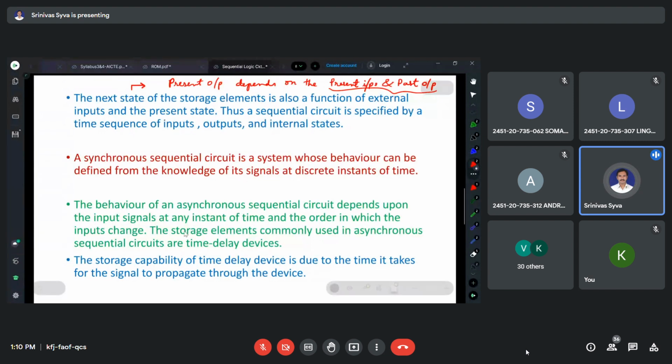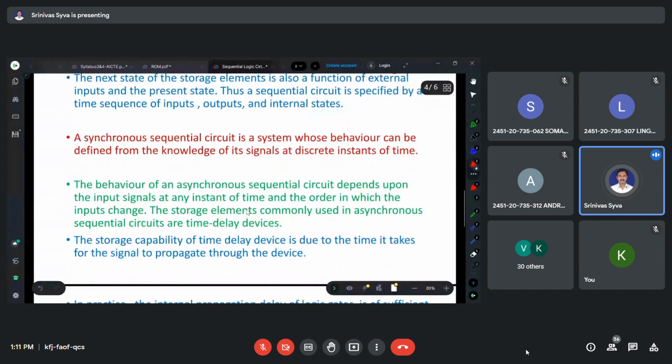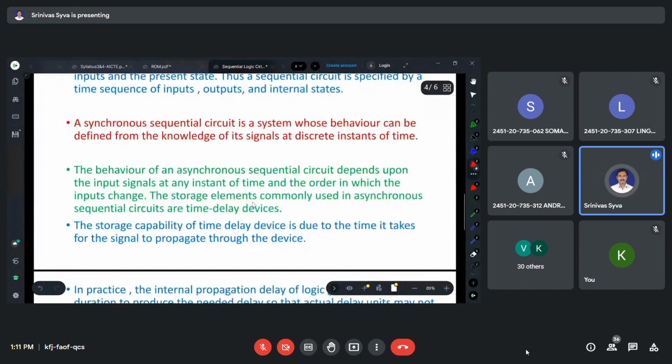The behavior of the asynchronous sequential circuit depends upon the input signals at any instant of time and the order in which the inputs change. This is the general description. Then when you check the actual topic, it will be easily understood.